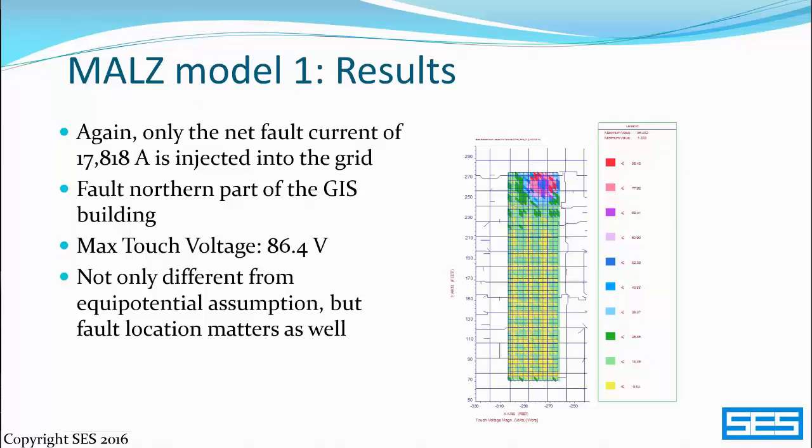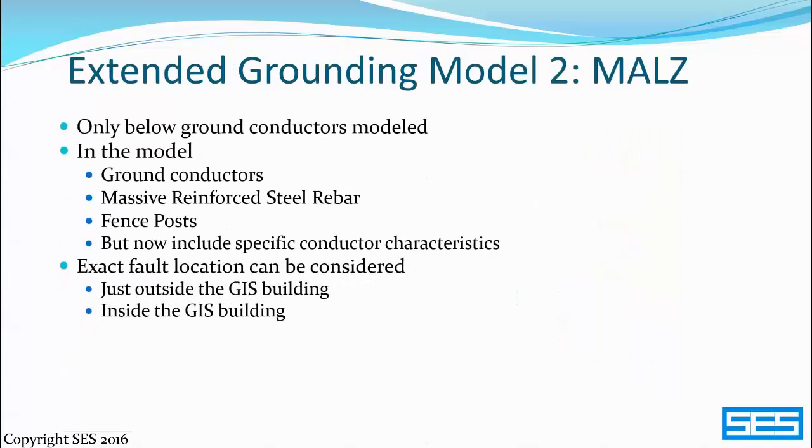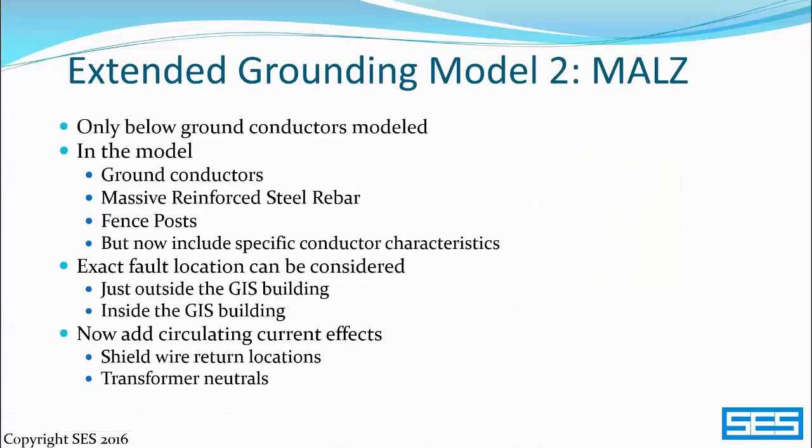This is not too surprising when we consider how much poorer a conductor steel is to copper, and here the current is injected directly into it. But as I said earlier, we can actually do better than the net fault current injection in MALZ. We can take into account circulating currents. So we're going to add the shield wire return locations and the transformer neutrals.